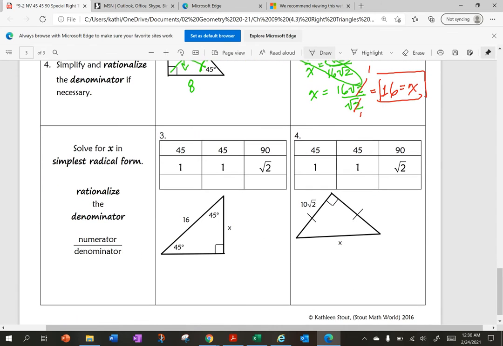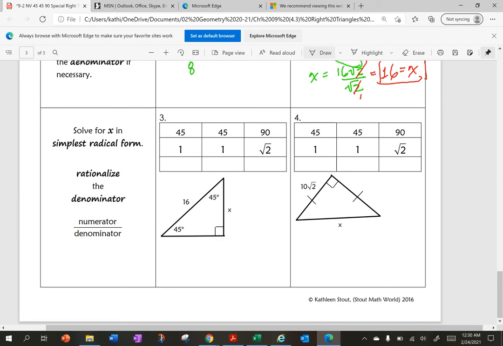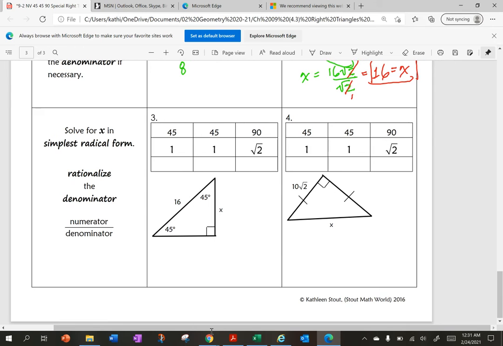Okay, so I cannot have a radical in the denominator. So when we are working in the denominator, there cannot be a radical, no radicals. So I need to, what is called, rationalize the denominator. So I'm going to multiply times 1, and this 1 looks like whatever's in the denominator. So we practice this with simplifying radicals.